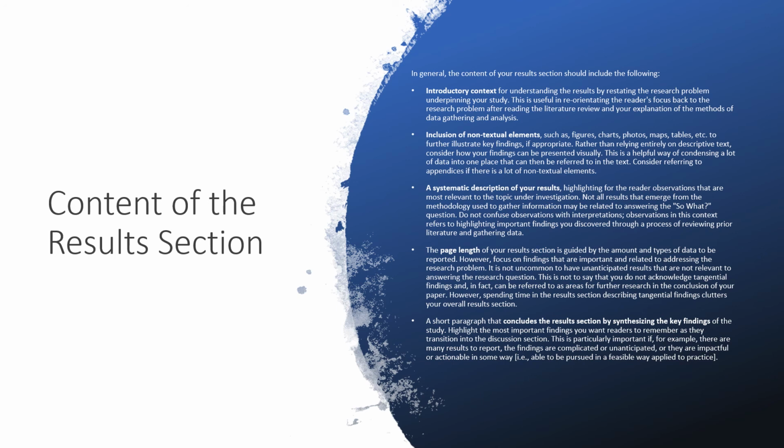Do not confuse observations with interpretations. Observations are highlighting important findings you discovered through a process of reviewing prior literature and gathering data. Interpretations are what comes in the next section. That's when you tell us what they mean. The page length of the results section is guided by the amount and types of data reported. And then a short paragraph that concludes the results section by synthesizing key findings of the study. So this is where you highlight the most important findings, because that's setting up your discussion where you're going to discuss those most important findings and why they matter.